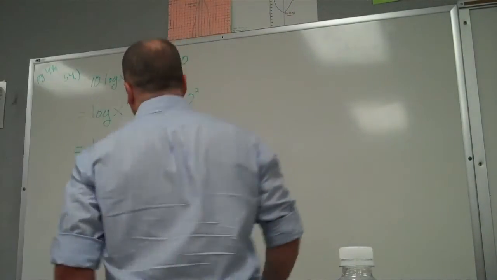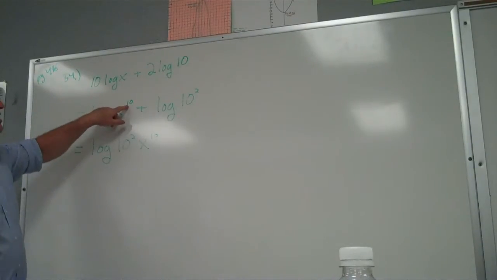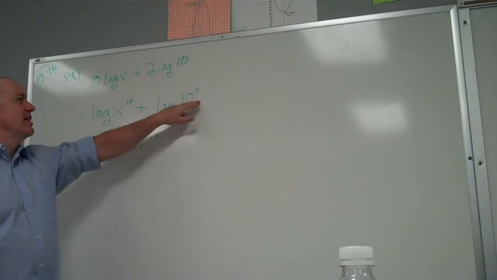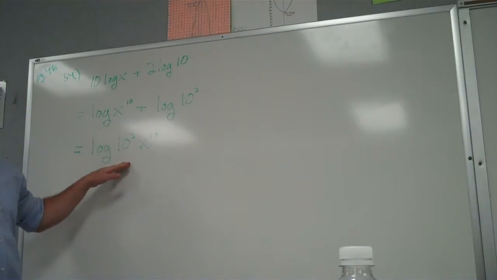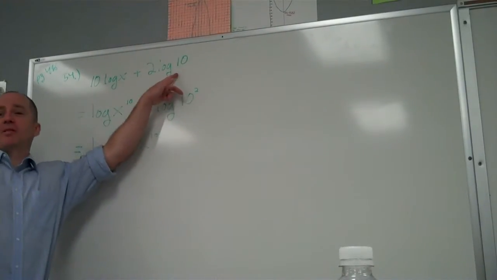Okay, so to recap, one time through. First, you have to get rid of the coefficients by making them exponents. Then, from here, you can combine them. In this case, was there anything simpler you could do first? Anyone notice anything about this term?